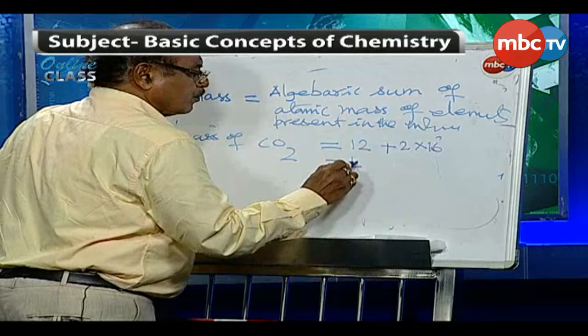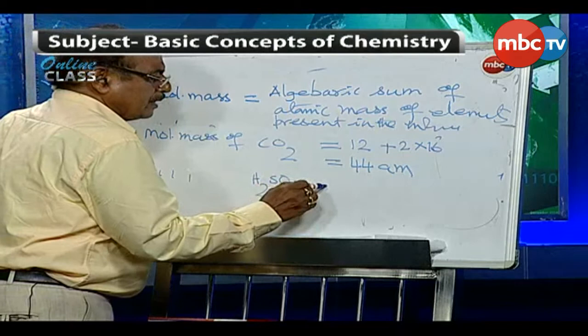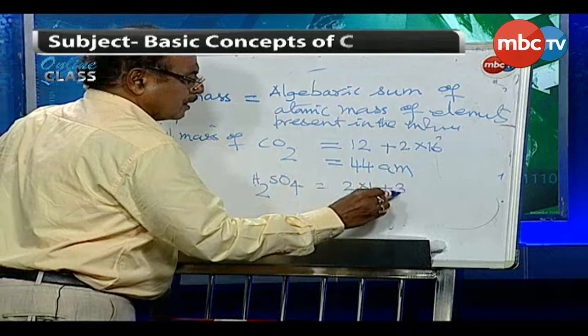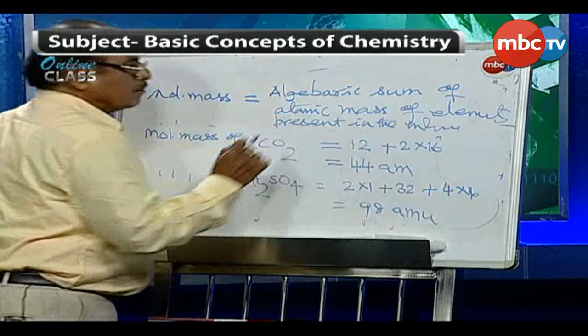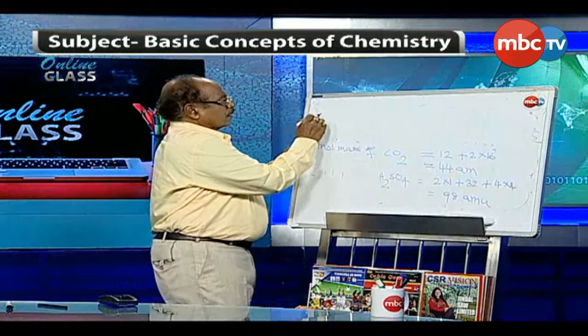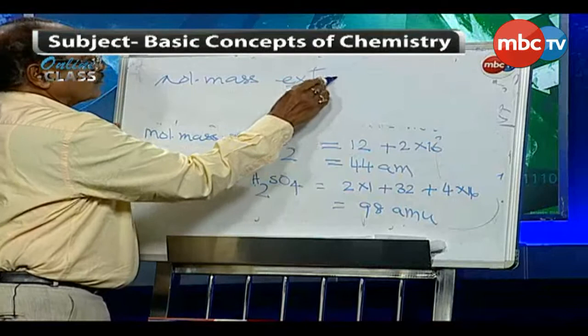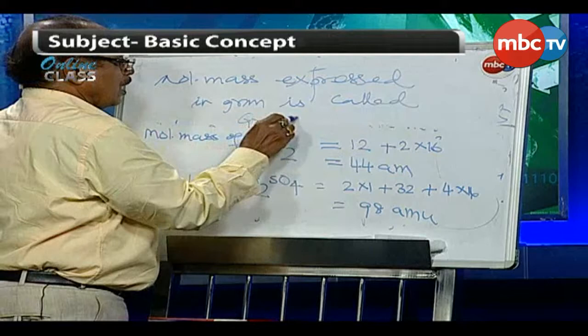Now, the molecular mass of sulfuric acid, H2SO4: hydrogen is 2 into 1, plus sulfur 32, and oxygen 4 into 16, it comes to 98 AMU. Like this, we can calculate the molecular mass of any substance in the same manner. We say that this molecular mass expressed in grams is called gram molecular mass. So, this is a gram atom, and this is called a gram molecule.